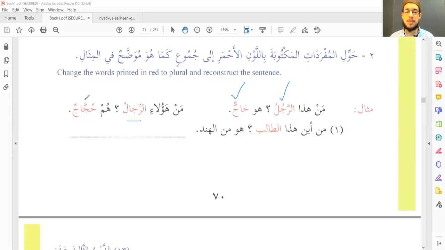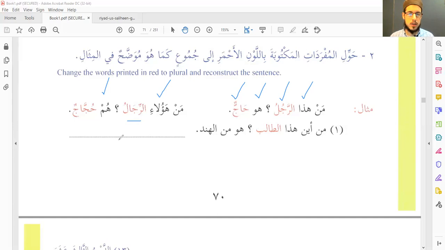Now we also have to change the words that refer to it, all the types of pronouns. Because what are pronouns at the end of the day except words that stand in for nouns? So if the noun changes to plural, then the pronoun is also going to have to change to plural. So هذا becomes هؤلاء, and هو, which is a subject pronoun, becomes هم. So we have the demonstrative pronoun هذا becoming هؤلاء, and the subject pronoun هو becoming هم. And that is what this exercise is asking you to do.